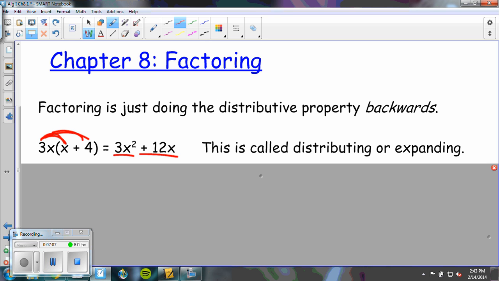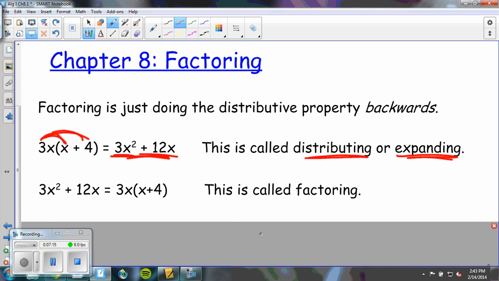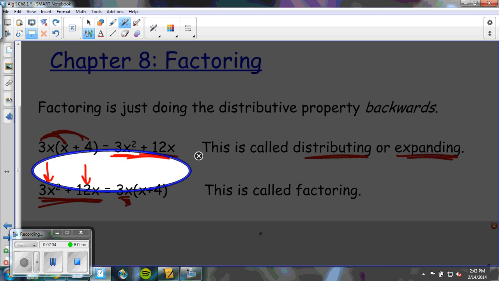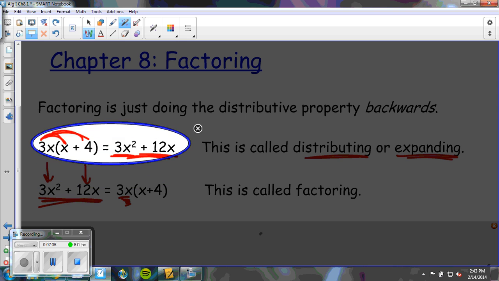I was distributing. This distributes and gives me this, and we call that distributing, and from now on I'm going to call it expanding. We're making something smaller and making it a little bigger. Well, the opposite is called factoring. I take an expanded expression and I see what do they both have in common. They both can be divided by 3x. So I divide out that 3x and I get 3x times x plus 4, and we've just taken this process here and we've done it backwards. Same, just flipped.